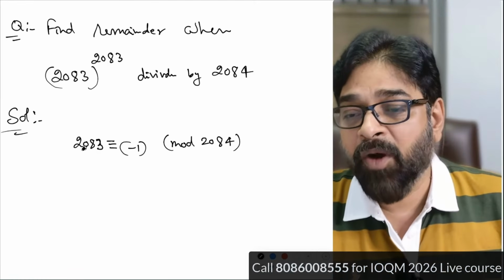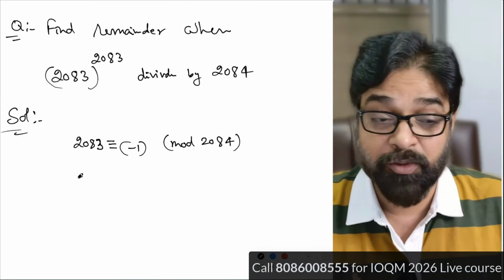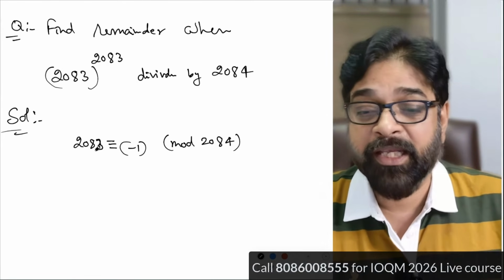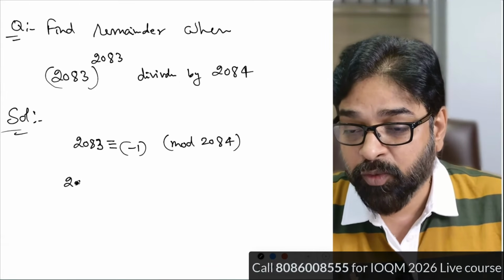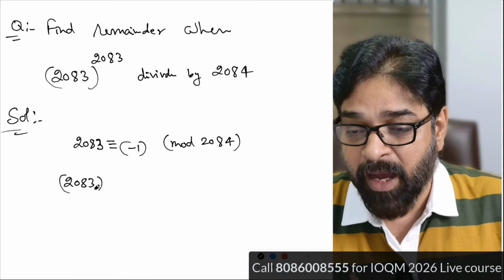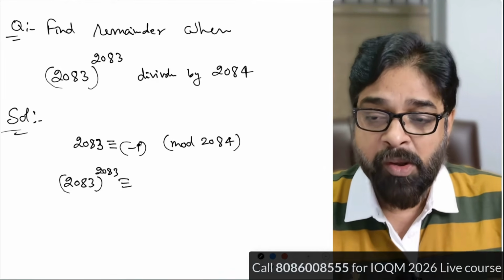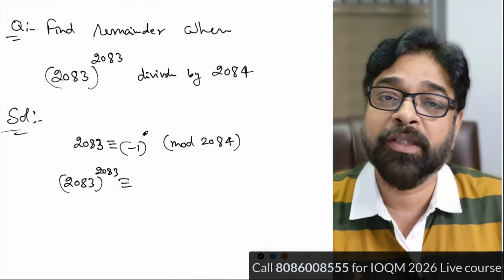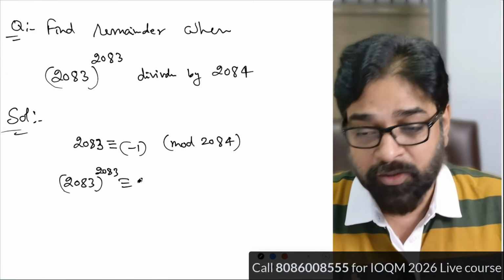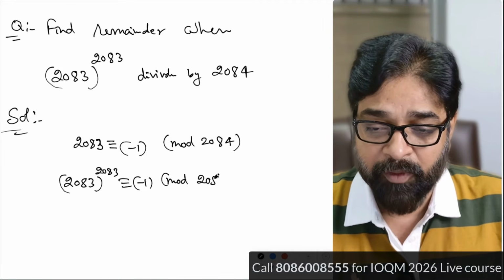Now minus 1. Now what I want? 2083 power 2083. Both sides keep the power, because using the congruency property, we can keep any power both sides, meaning integral power. So 2083 raised power 2083 will be congruent to minus 1 power 2083. What is the minus 1 power 2083? 2083 is the odd number. So this will be minus 1 modulo 2084. Yes or no?